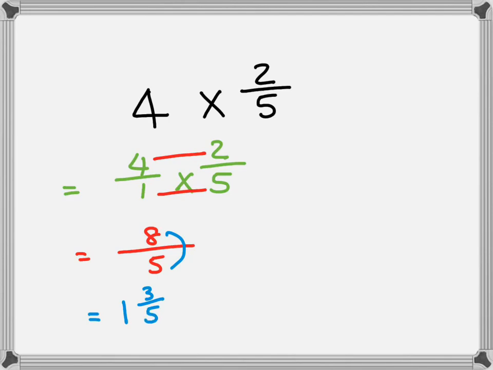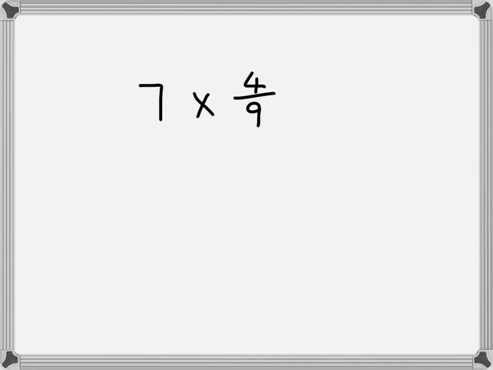Okay, let's look at the next one. We have 7 times 4 ninths. How are we going to make 7 into a fraction? We're going to put it over 1. 7 over 1 times 4 over 9.